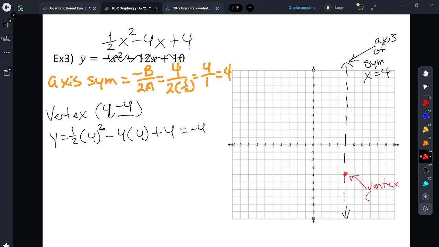All right, make sure you label everything so that we don't have to count ourselves. And (4, -4), what is it? Minimum. Okay, someone explain why it's a minimum. It's a happy face, because A is positive, which means it's a happy face. Yeah? So it's a minimum.